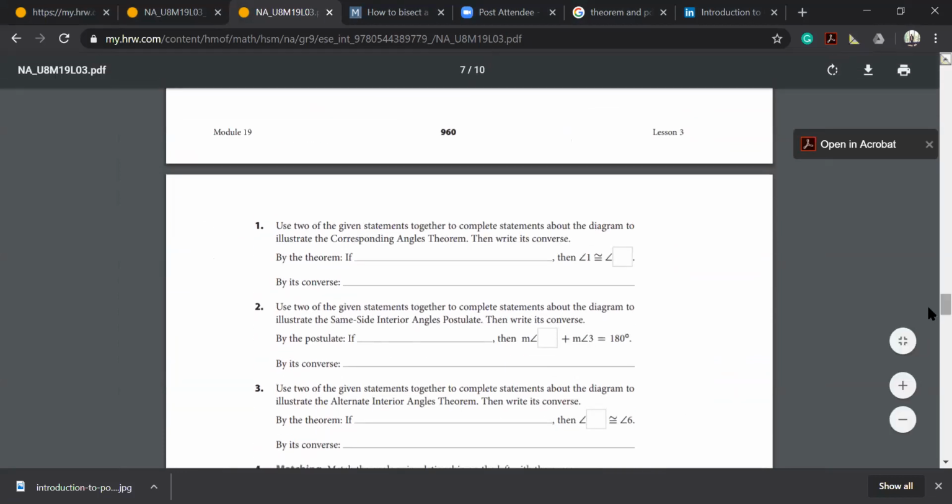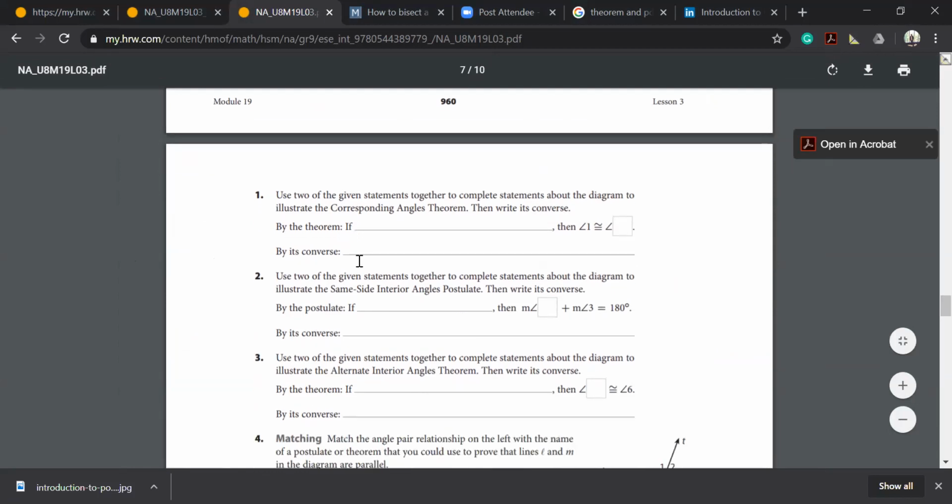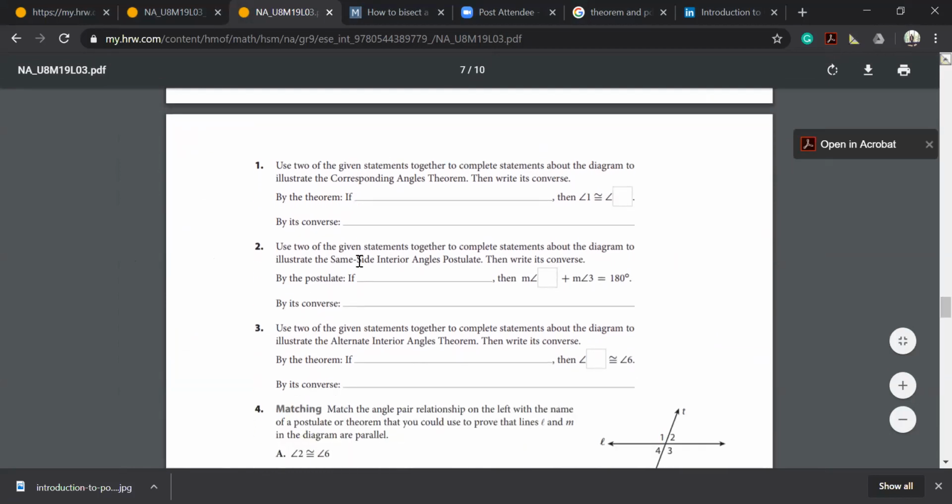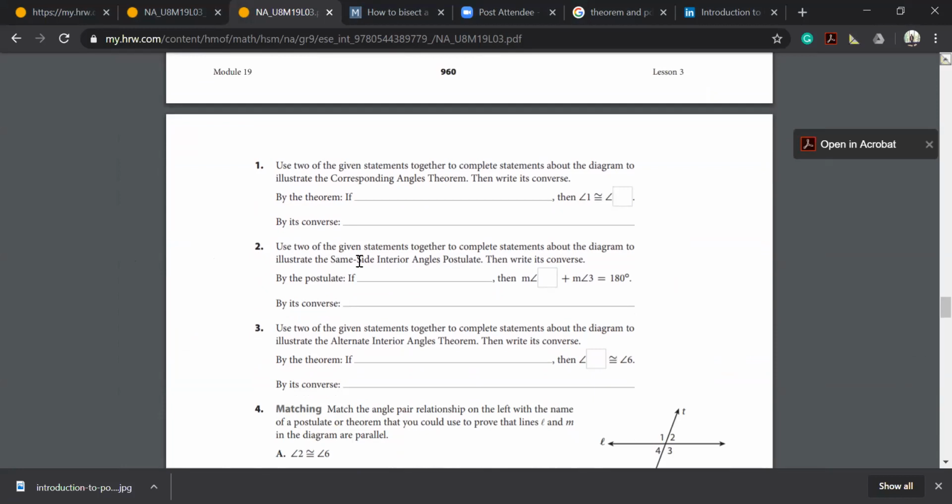Beginning with number 1. Use two of the given statements together to complete the statement above the diagram to illustrate the corresponding angle theorem, then write its converse. In numbers 1, 2, and 3, here he is trying to make you practice how to write a theorem and then how to write its converse. We said, what is the difference between both?